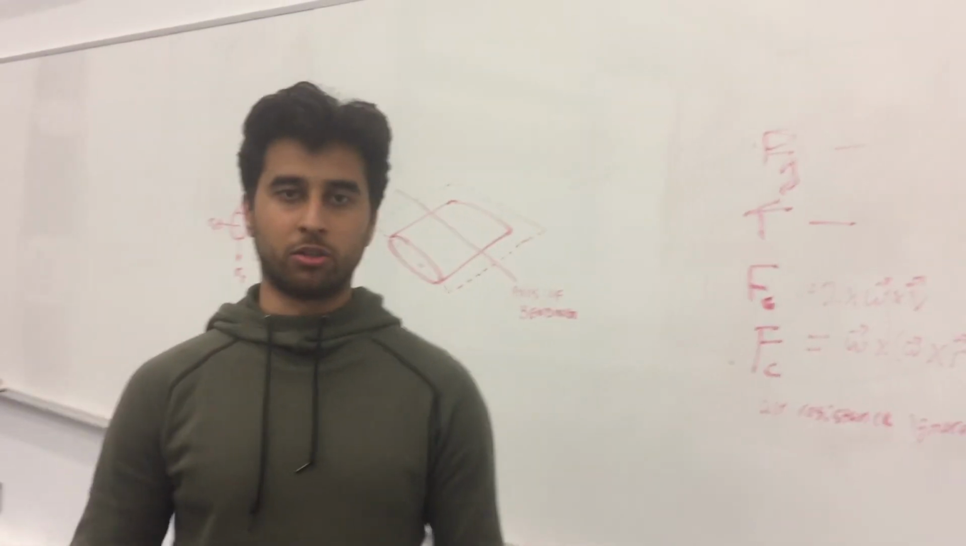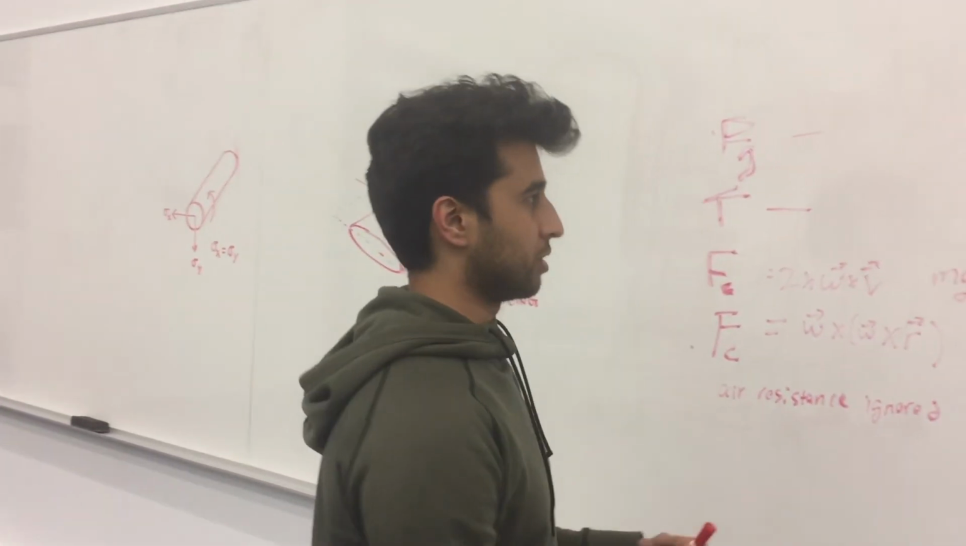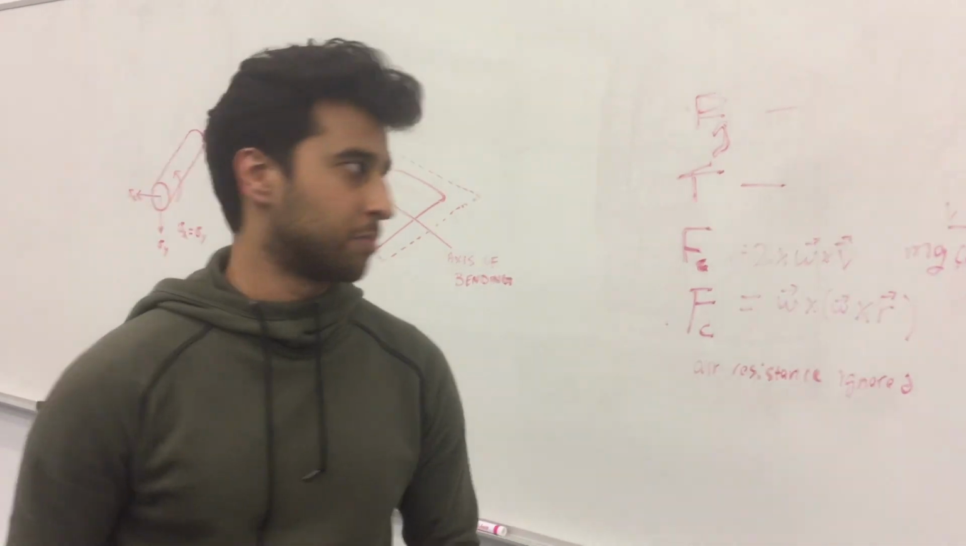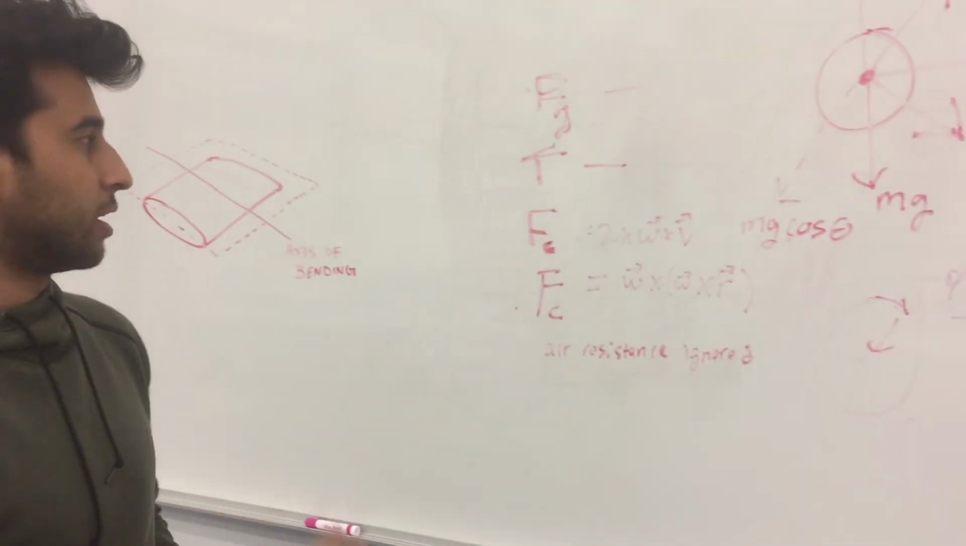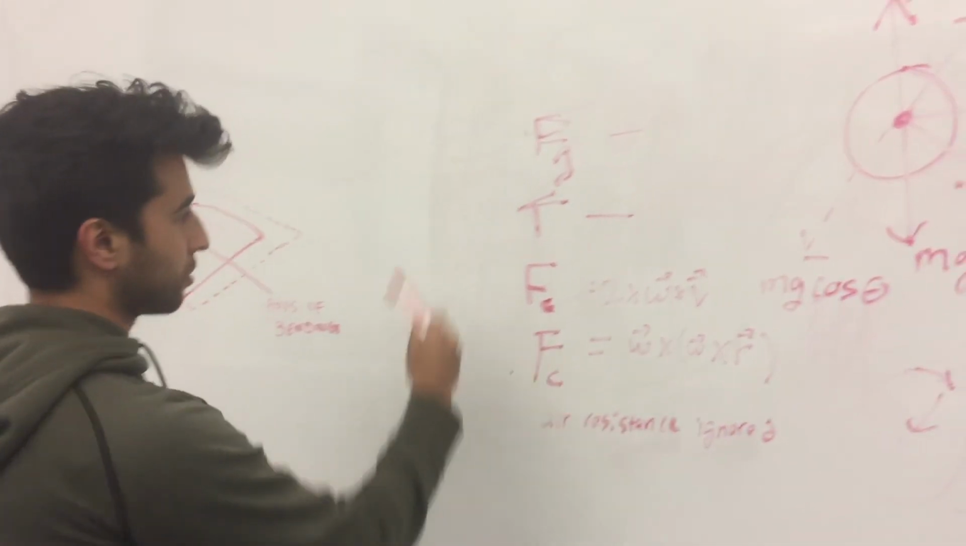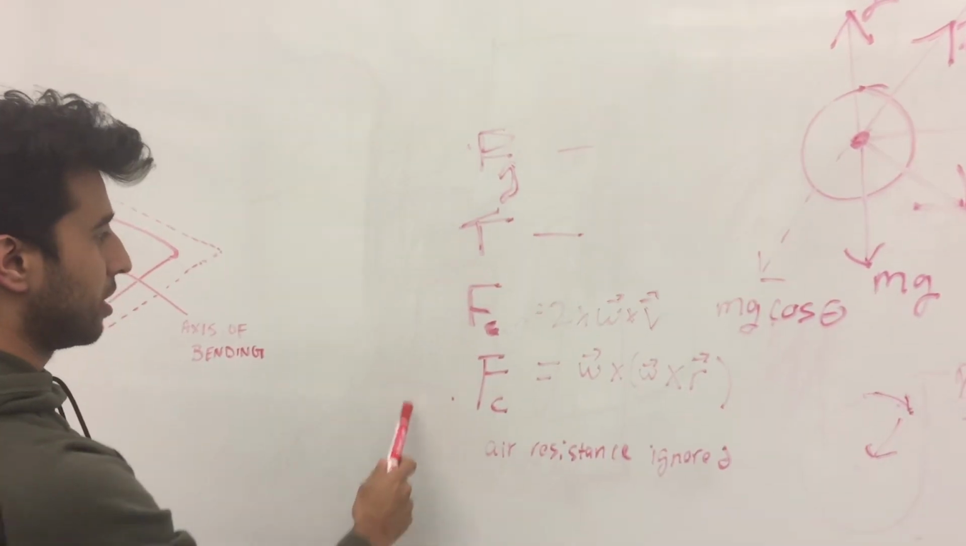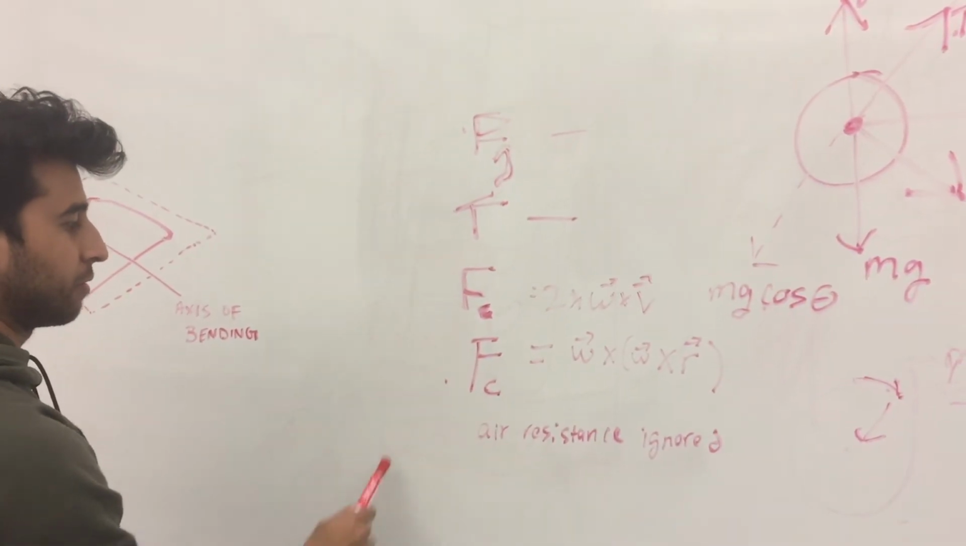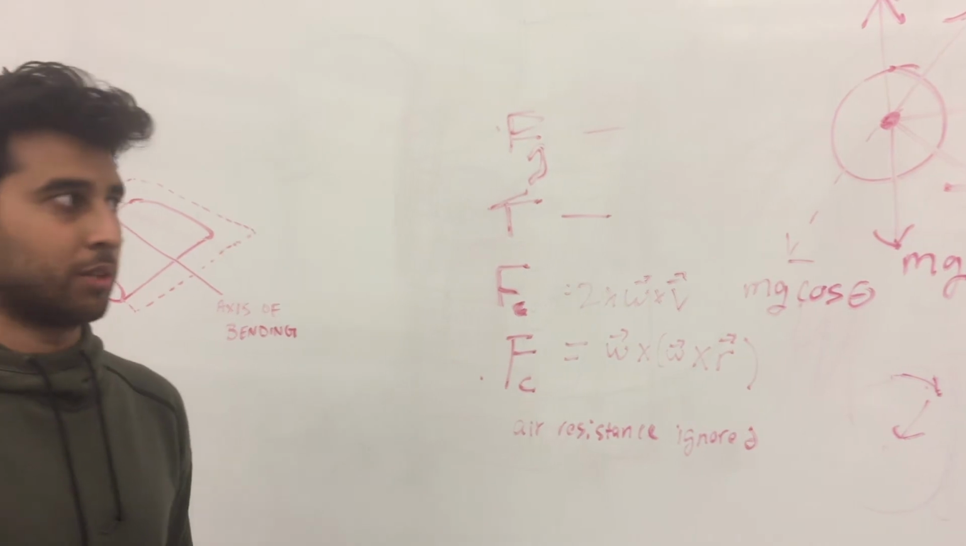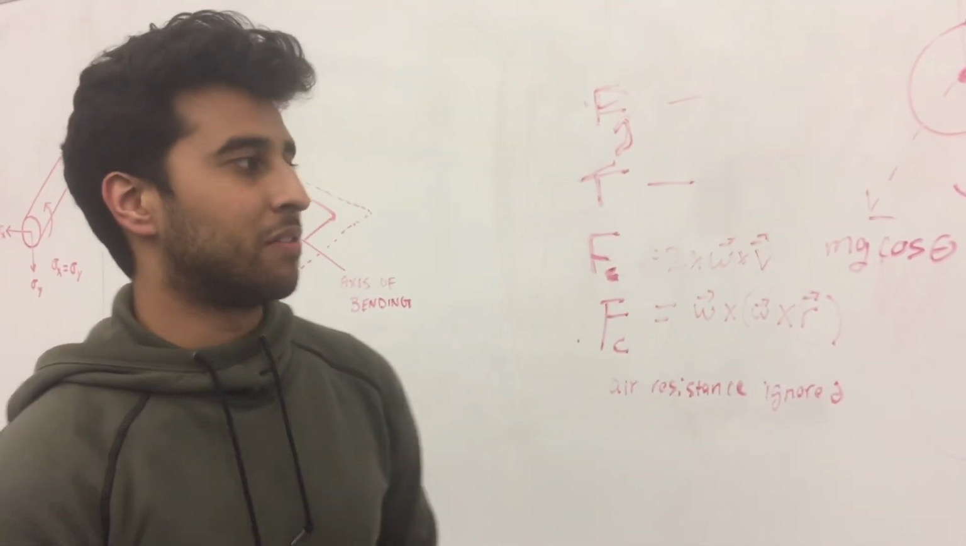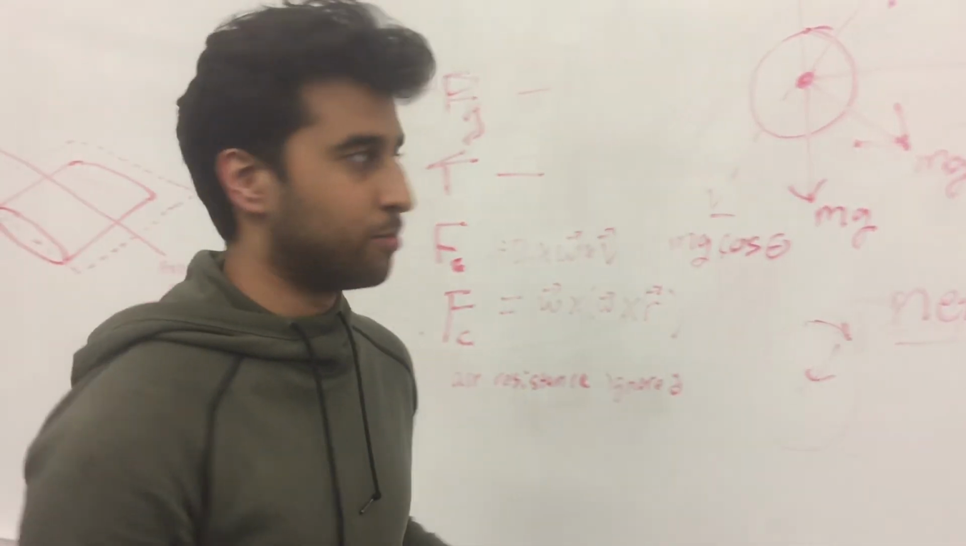Now let's model the actual forces going on in that pendulum system. So there are four forces governing our system: the force of gravity, the tension force, the Coriolis effect force, and the force of centripetal acceleration. So let's start with the force of gravity. It's the simplest. Force of gravity is just mg.